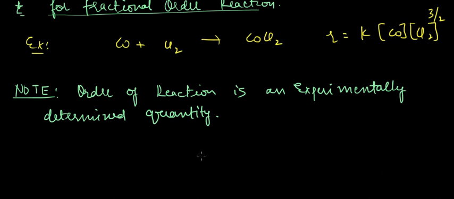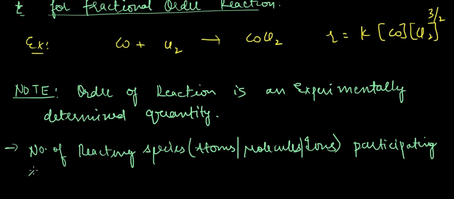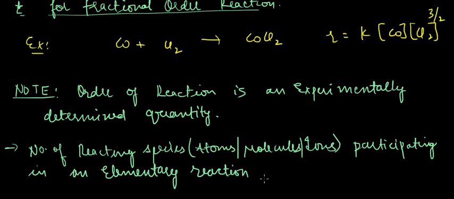So the next point is the number of reacting species, which can be either atoms, molecules, or ions, that are participating in an elementary reaction or elementary step, is called molecularity of the reaction.